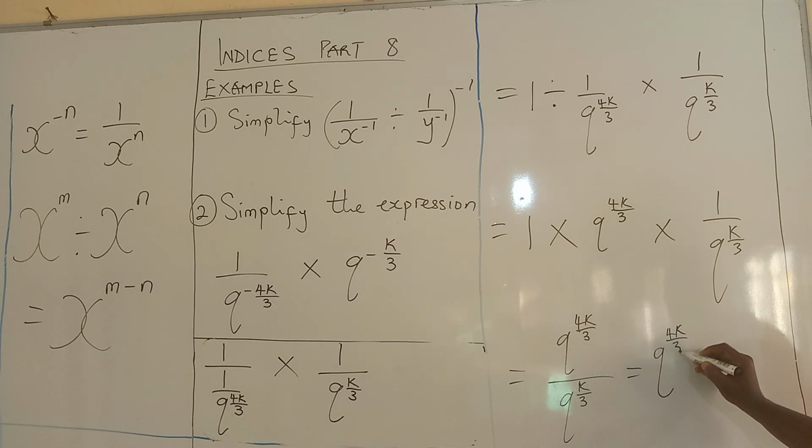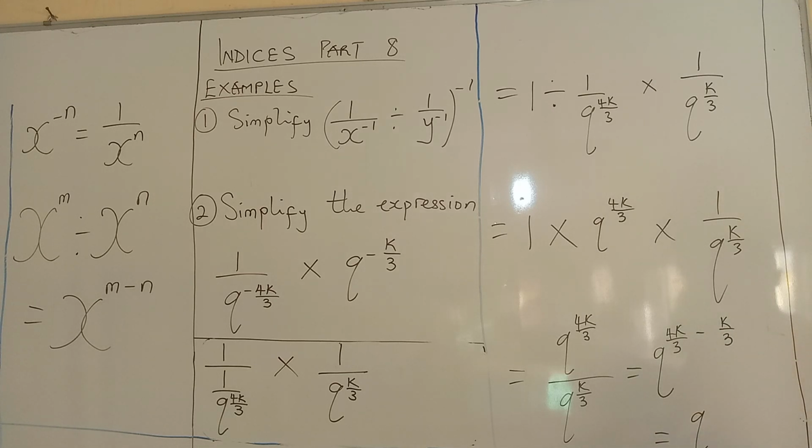4k over 3 minus k over 3. This will be equal to q raised to power. The denominator here is 3, so we can simply subtract their powers. 3k over 3, and 3 will cancel 3. And so the final answer is q raised to power k.